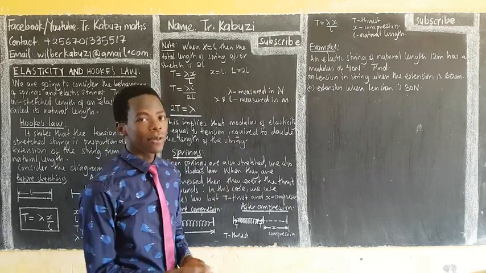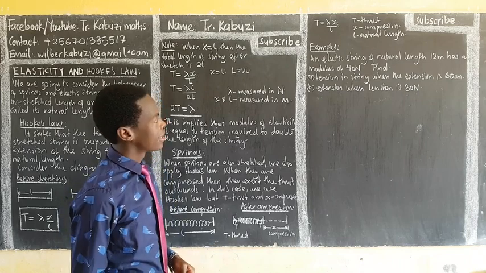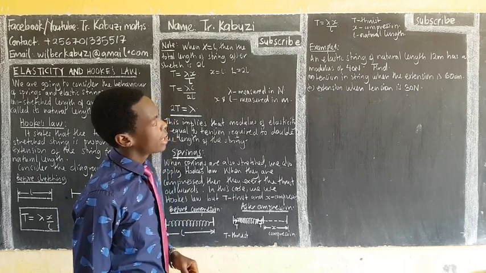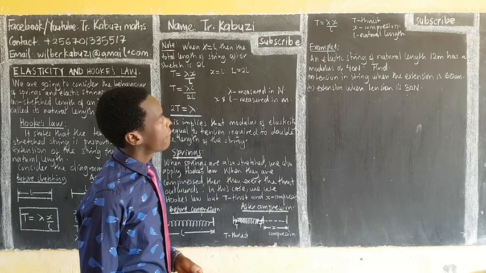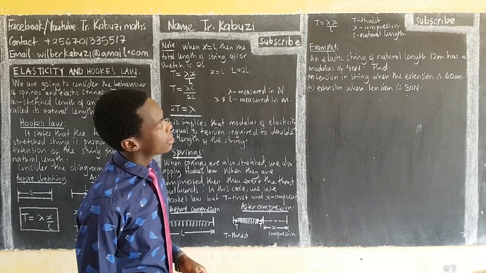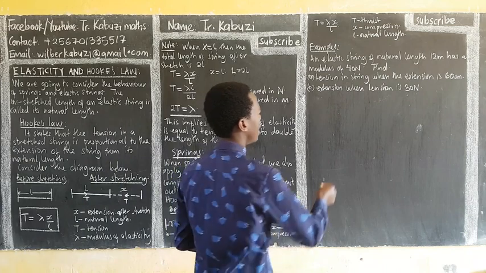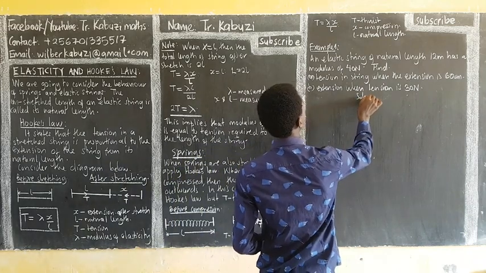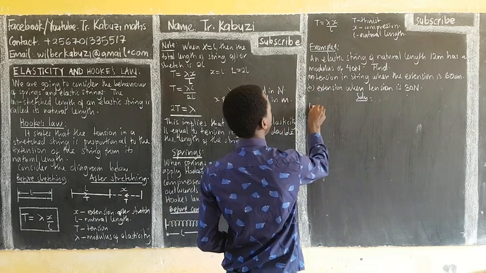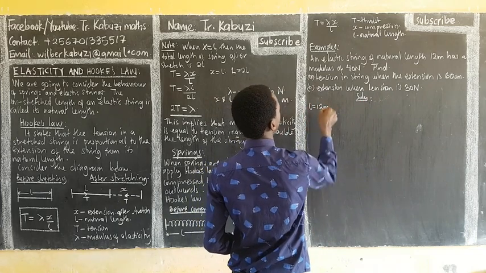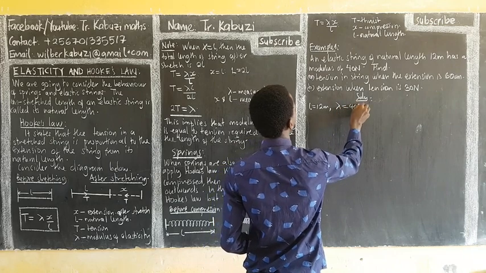These are basic examples, of course, to show you how we can use the formula before we move to serious ones. An elastic string of natural length 12 meters has modulus of 40 newtons. Find the tension in the string when the extension is 60 centimeters. So, in our solution, we summarize the equation. They are giving us L, the natural length, equal to 12 meters, and then the modulus of elasticity as 40 newtons.